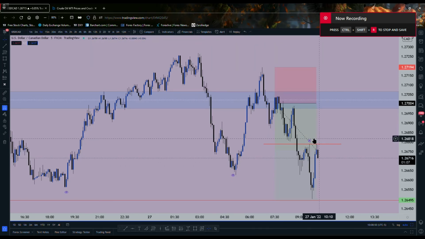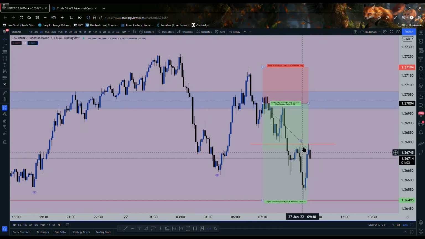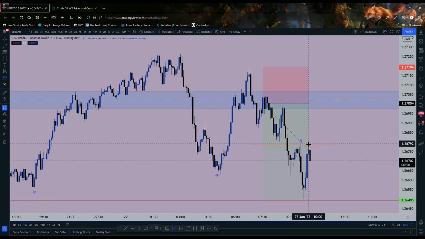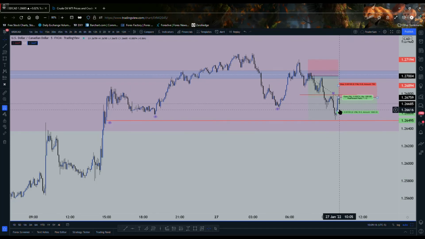Okay, so it's still London close. My stop got taken out as soon as I stopped recording the previous video. However, I have taken another short. Actually, I took it right here. My stop loss is right here. Don't want to see a big retracement. I just want to see this be a London close retracement, taking me up to right here.